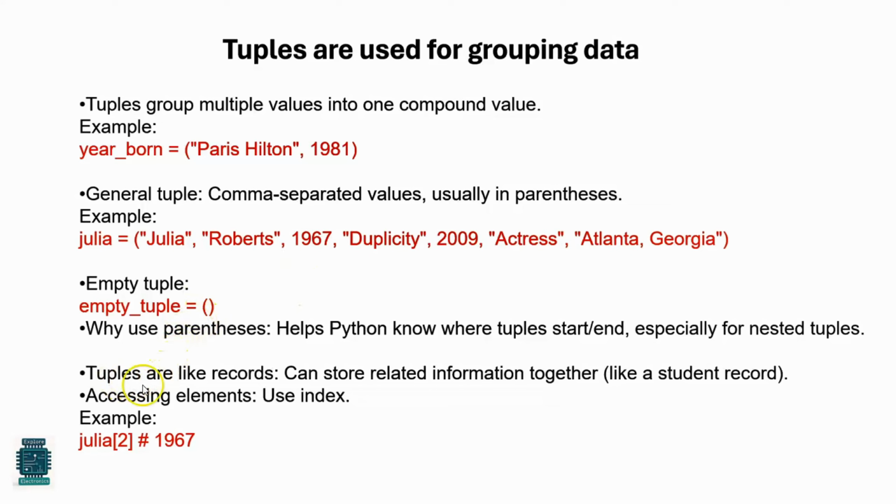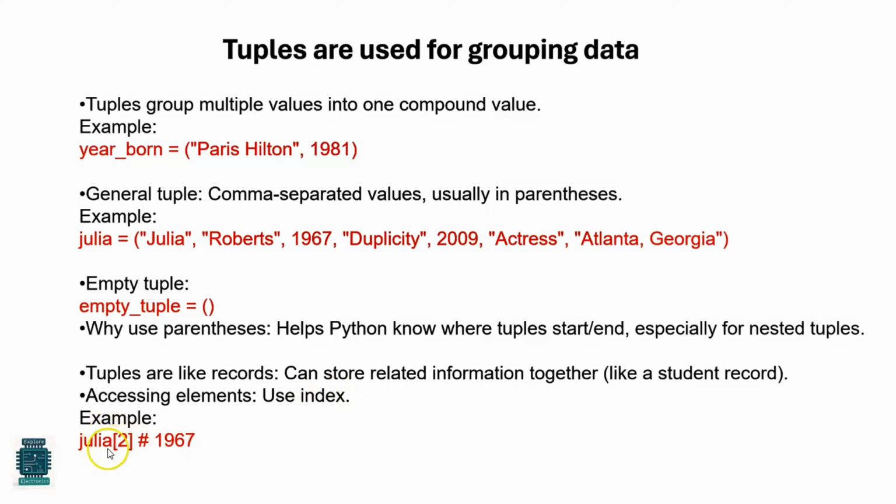Got it? Tuples are like records, they can store related information together. Here, year_born, we have Paris Hilton and 1981. These two are related data, and we can store them together. We can store related information together like a student record. A student has the name, roll number, the place, everything. And how to access the element in that tuple? Using index. By using the index, we can easily access a particular element in that tuple.